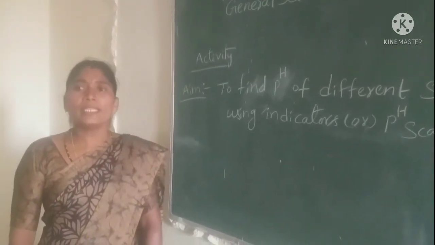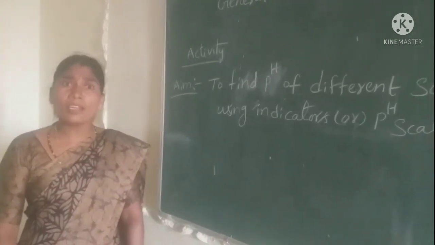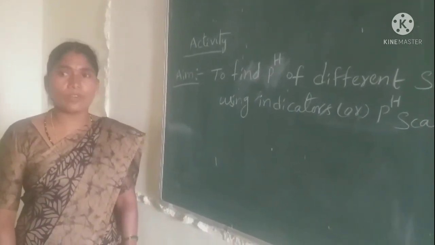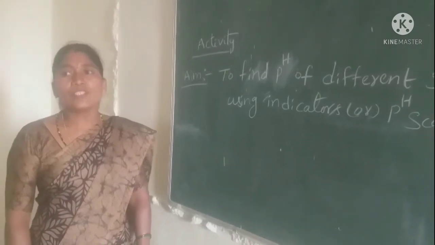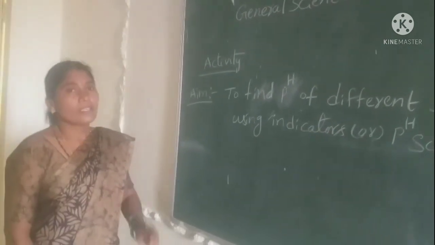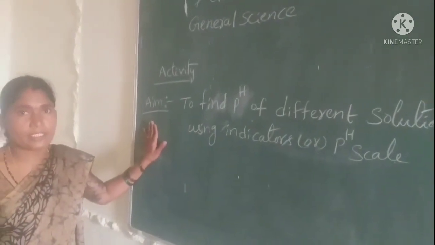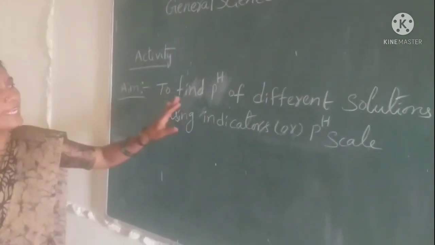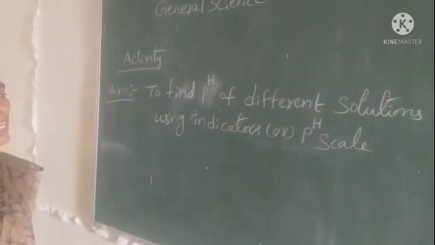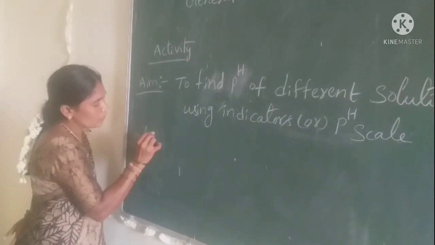Okay, children, we can test the pH of different substances by using universal indicator, pH scale, or pH paper. Let us find the pH of different substances by using indicators. Now we learn a small activity. Aim: to find the pH of different solutions by using indicators or pH scale. Materials. Which materials are used?